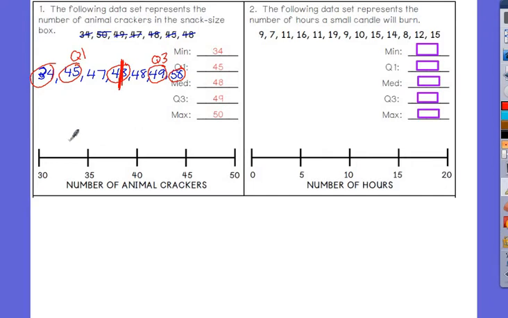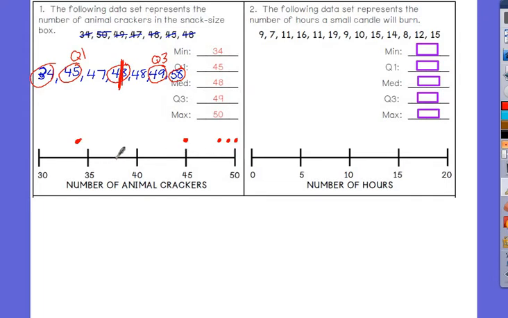So I'm going to put points. 34, I would say, is about right there. I'm going to put a dot. 45, way over here. Then I need a 48, about right there. 49, and 50. So there's my 5 dots.